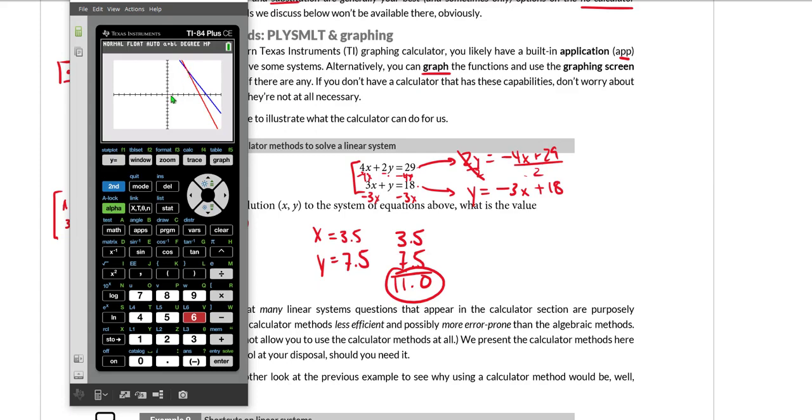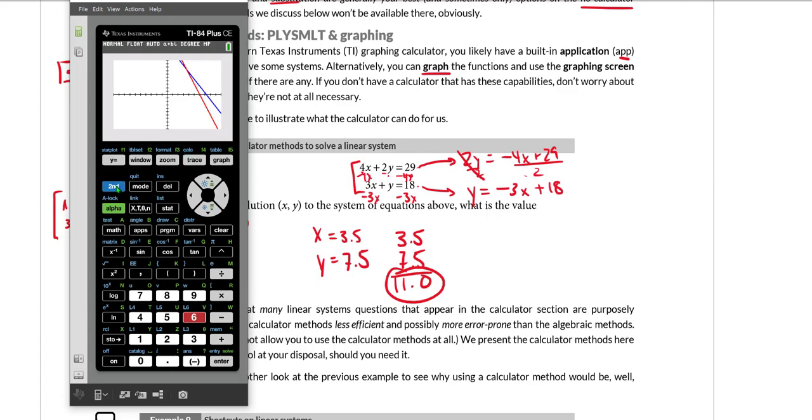I can look at my graph and see that the point of intersection is right around these values, right? I have about 3.5. I have about 1, 2, 3, 4, 5, 6, 7.5 there. So a little visual inspection can tell me that I can get close to 3.5, 7.5, but I do want to be exact, which means I'm going to use the calculations function right here.